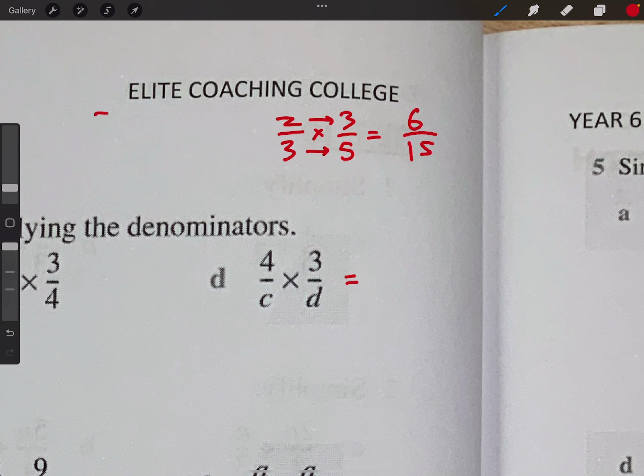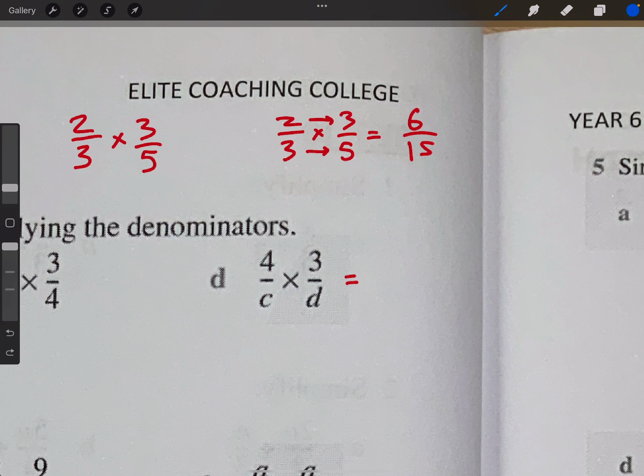But at the same time, 2 over 3, let me just write that properly. 2 over 3 times 3 over 5. At the same time, you can simplify this expression. When you multiply, you can look at the top and bottom. Let's look at 2 and 3. Can we simplify this? No. How about 3 and 5? Nope. How about 2 and 5? Nope. But I can simplify 3 and 3. I can divide them both by 3.